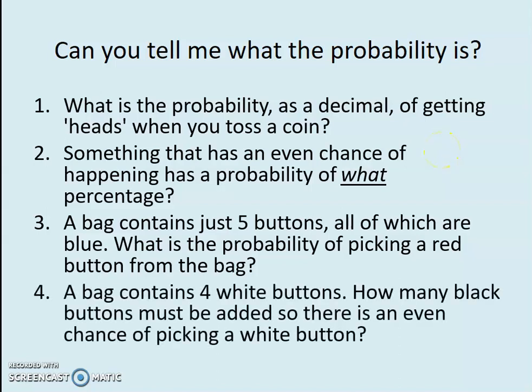A bag contains 4 white buttons. How many black buttons must be added so there is an even chance of picking a white button? That is, 4 divided by total number should be even chance. Even chance means 50% or 0.5. So 4 divided by which number will give you 0.5? 4 divided by 8 will give you 0.5.